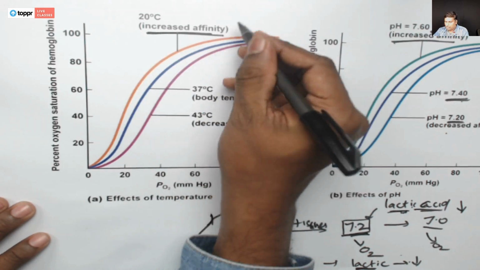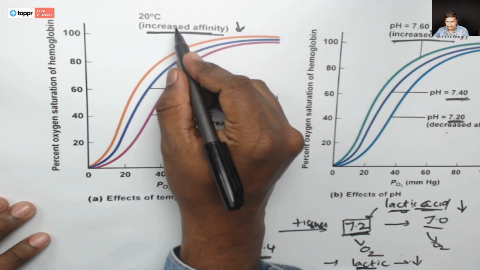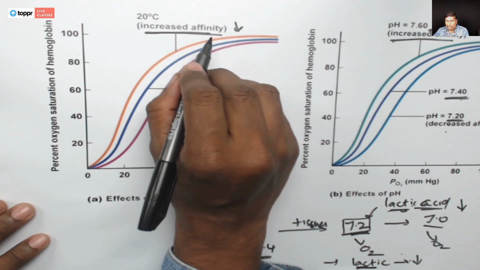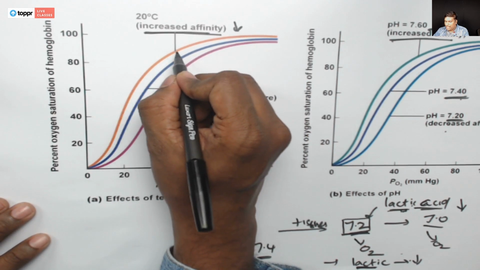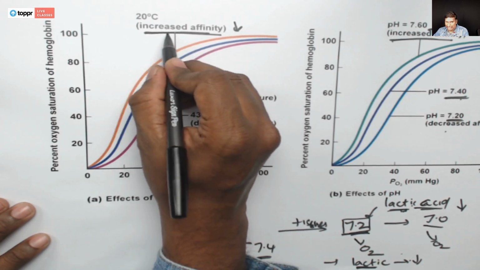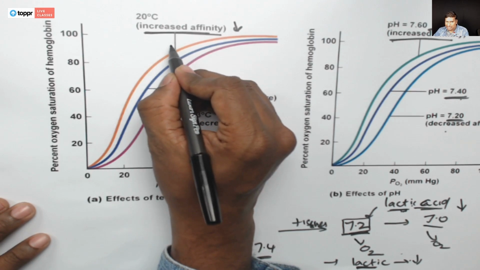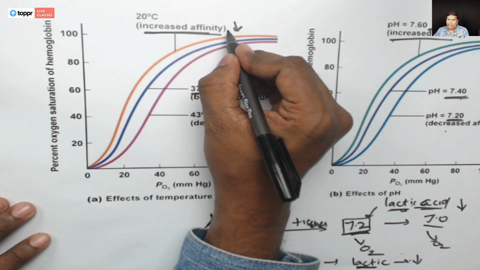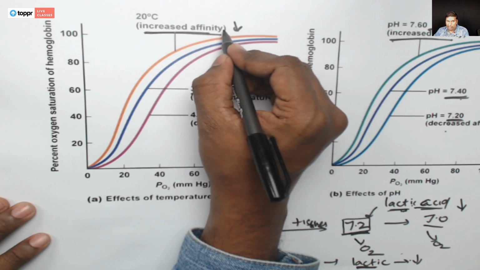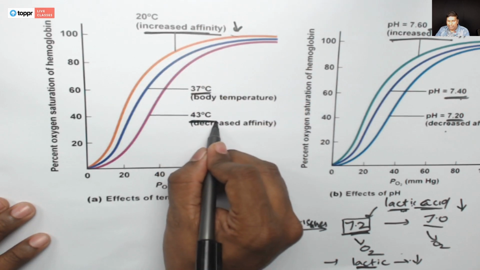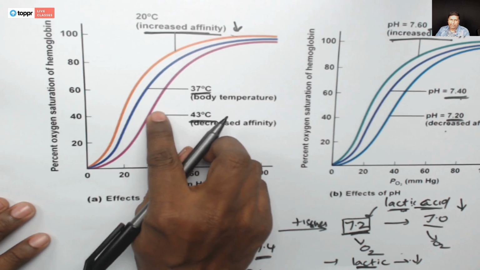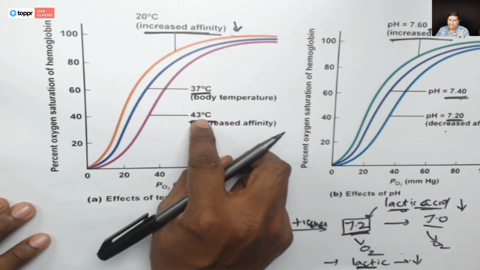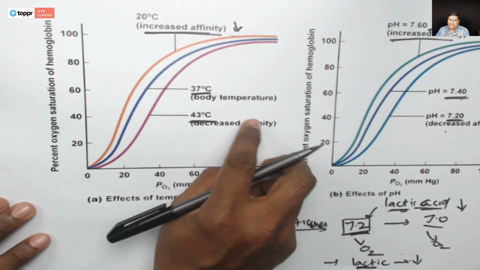In the case of temperature, when you decrease the temperature, the affinity will increase. If you bring down the temperature of your plasma or your RBC to 20 degrees, it will bind more oxygen than when it is binding at 37 degrees centigrade. The affinity of oxygen and the hemoglobin will increase when you bring down the temperature. When you increase the temperature, the affinity will go down. It won't bind the oxygen that strongly, so it will simply deliver the oxygen much faster.